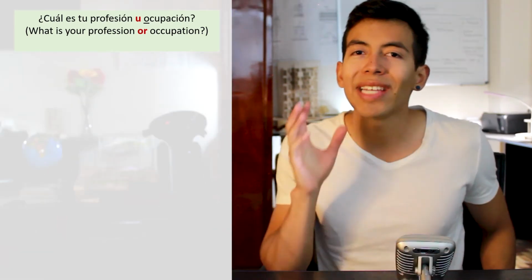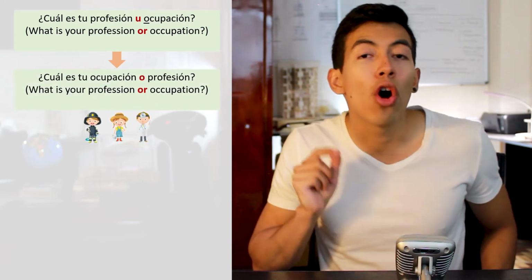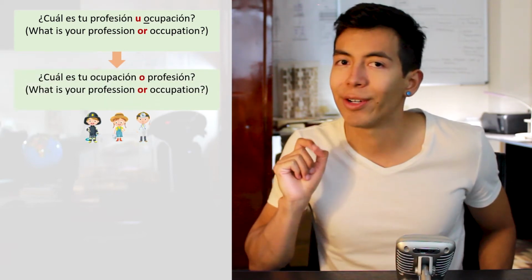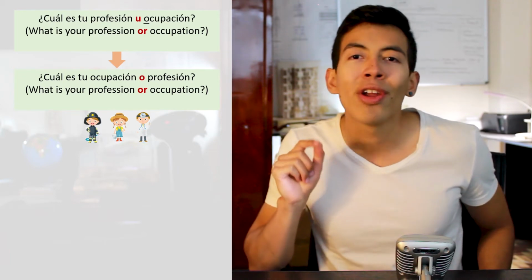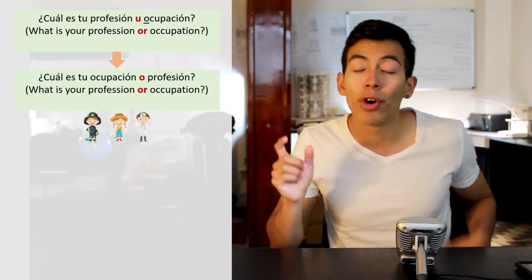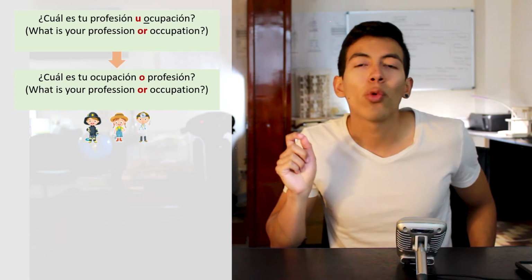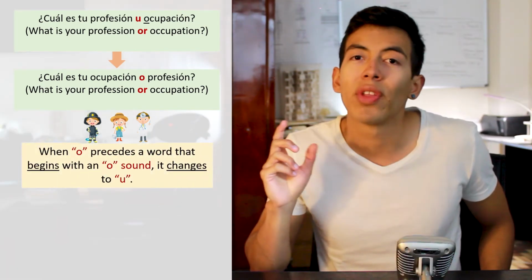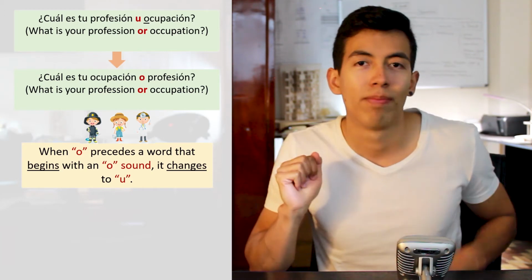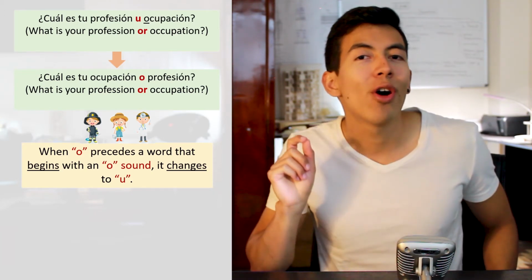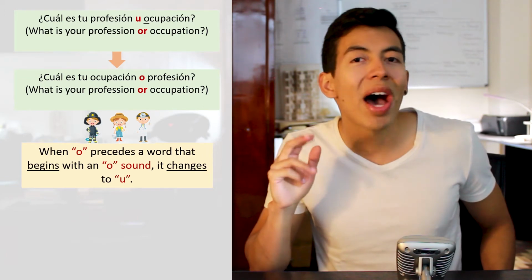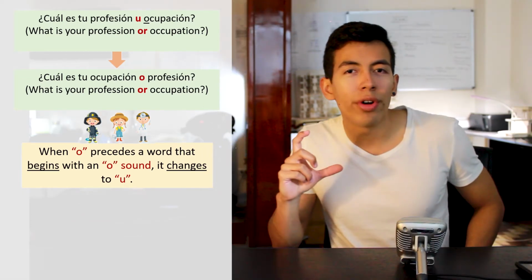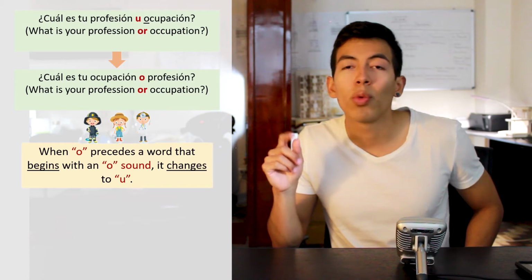But what happens if we decide to change the order of these words? We don't have to use the word u anymore. For example, ¿cuál es tu ocupación o profesión? Because the word profesión doesn't start with o. Profesión starts with P, and we don't have to change that for the letter U. Just o. ¿Cuál es tu ocupación o profesión? I hope that's clear.